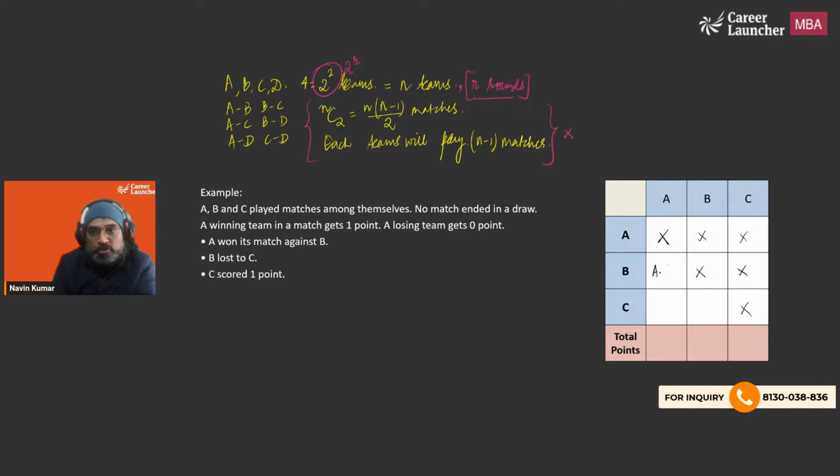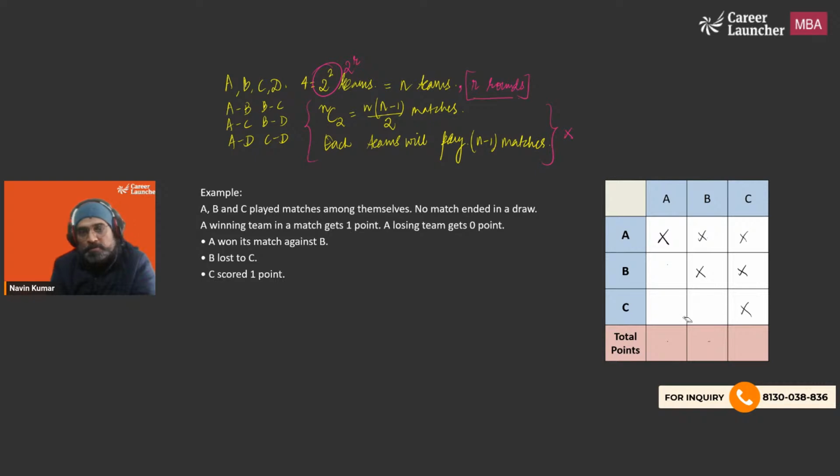So this is the match that is going to be played between A and B. This is the match which is going to be played between A and C. This is the match which is going to be played between B and C. And you can put in another column or a row to denote the number of points, number of goals scored, and so on and so forth.